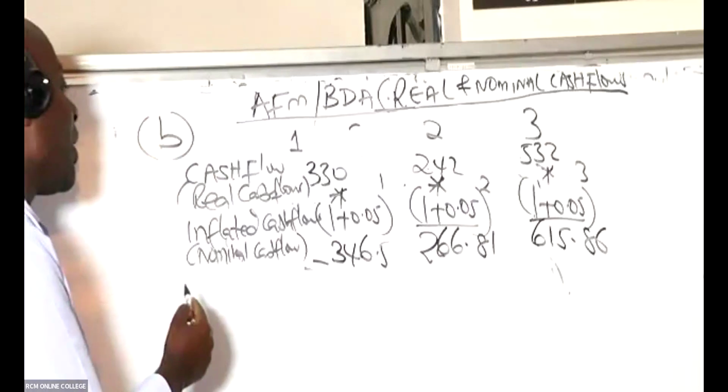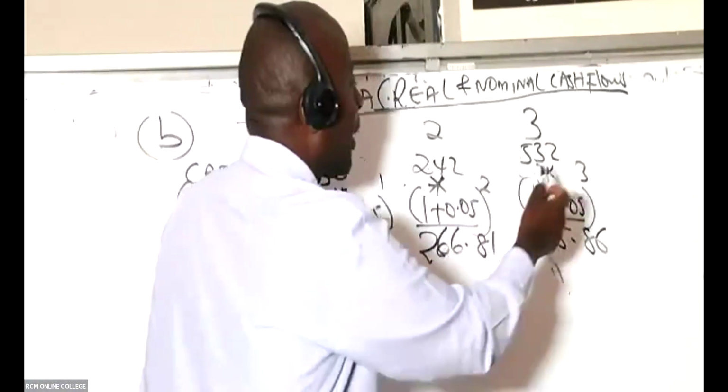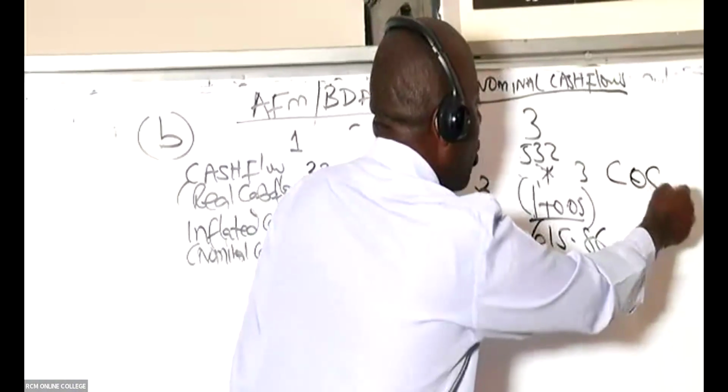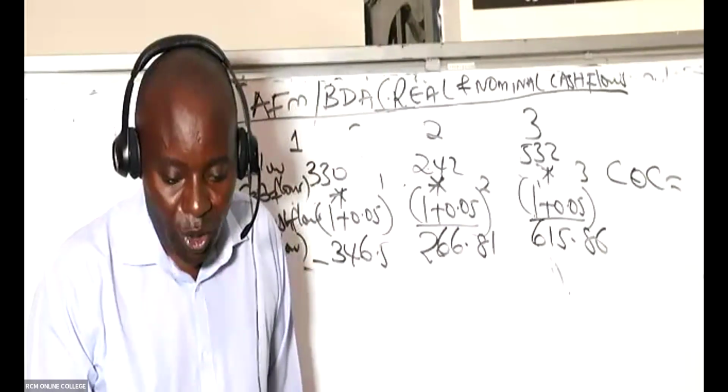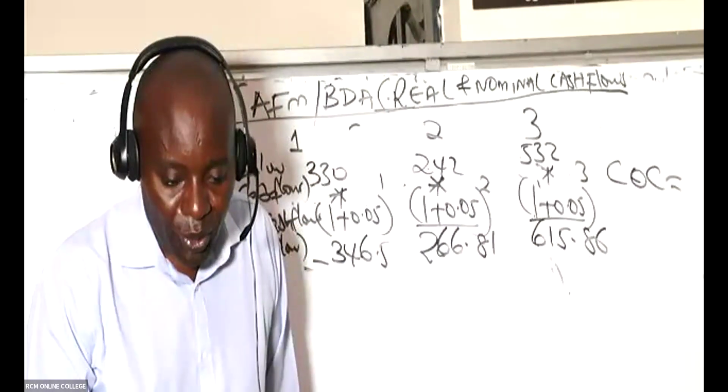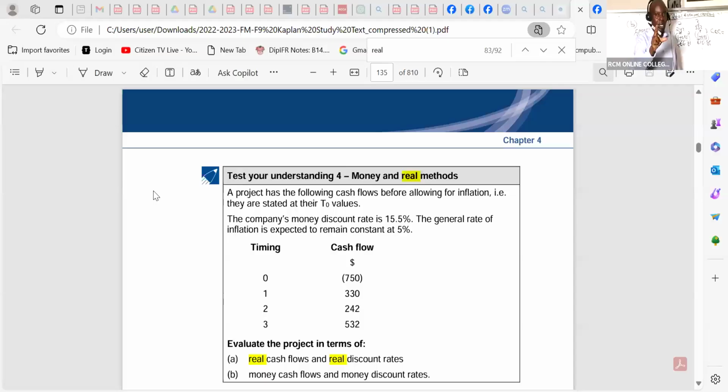Now, can you kindly tell me the cost of capital that I shall use? Is there somebody who is able to give me the cost of capital that I shall use this time round? Remember, it takes 2 to tango. If it is nominal cash flows, then I need nominal cost of capital. Nominal cost of capital is also known as the money cost of capital. So are you able to see this money cost of capital?